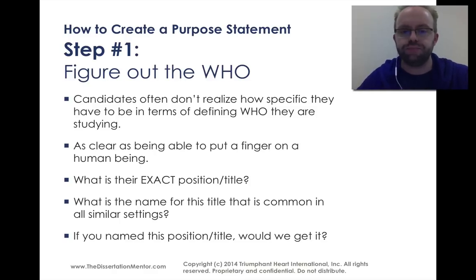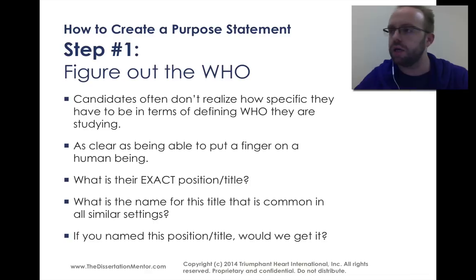So the who, what is their exact position and title? For example, instead of saying just teachers, maybe you're saying advanced placement Spanish teachers. Or if that's not your thing, we'll have an example in a moment that you can take a look at. But basically, this person's title should be similar in all settings that are similar to the one that you're studying.